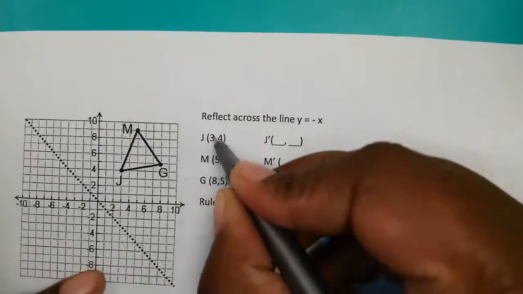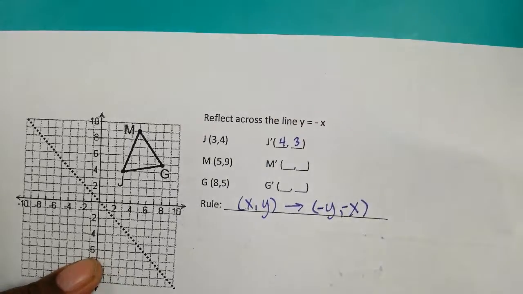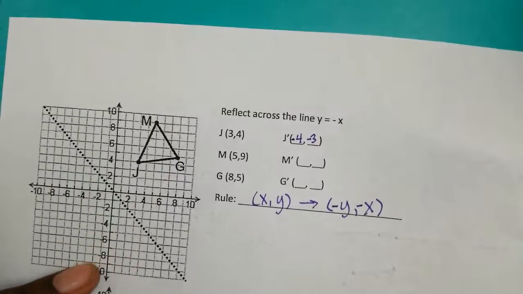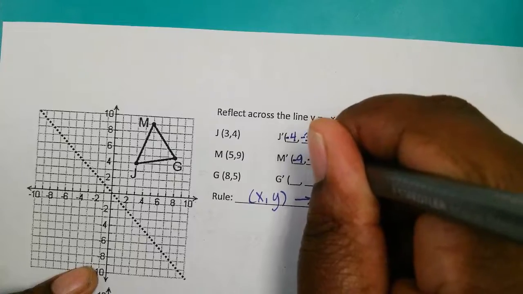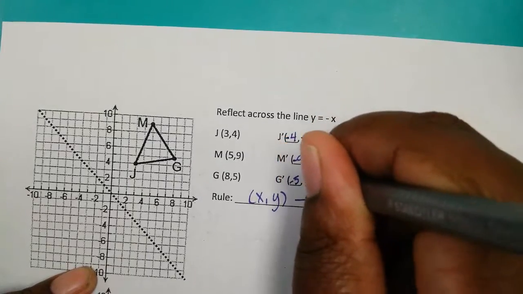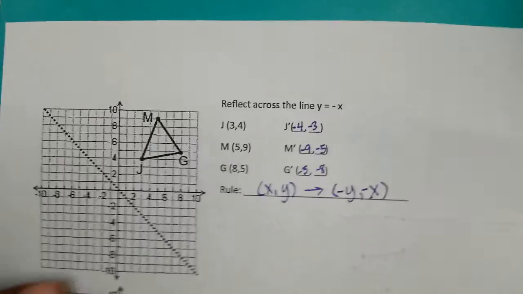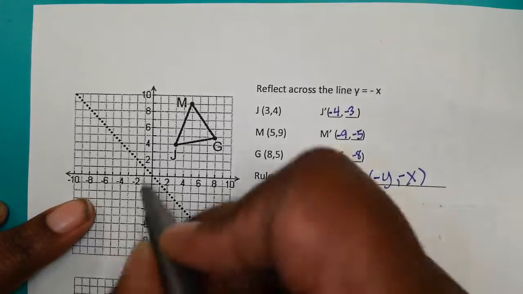So 3, 4 is going to become 4, 3, but I have to change their signs, so negative 4, negative 3. 5, 9 becomes negative 9, negative 5. 8, 5 becomes negative 5, negative 8. So not only do I flip the order, but I change their signs. Okay. So J prime is going to be at negative 4, negative 3.